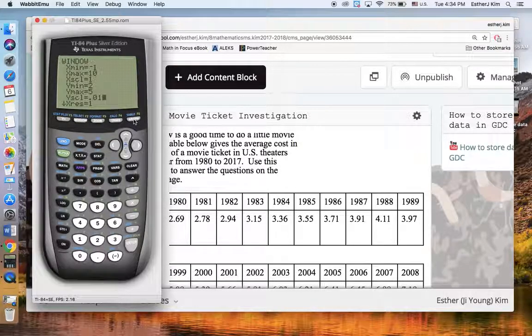And we're going to go back to our Y equals, make sure there is no equation written there. Then we click on graph. And there you have it.